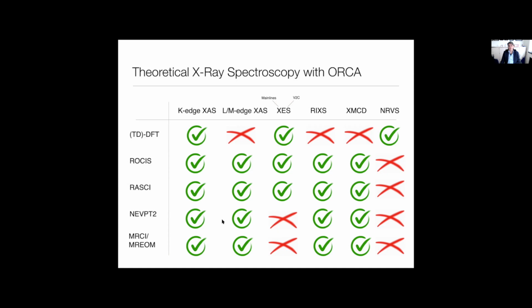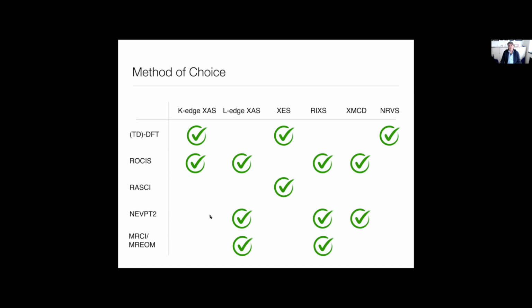So what should you use? And of course, you have 1,000 options here. And what is what I recommend? And here's the recommended methods for different types of spectroscopy. So I would definitely recommend DFT to do K-edge XAS and XES and also NRVS. These are nice applications of DFT. They typically work rather well, and they're very easy to use and computationally efficient.